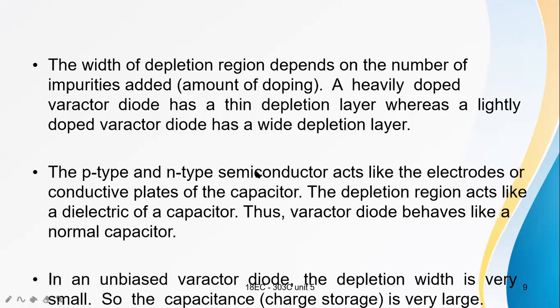Generally, how is this varactor diode used as a variable capacitor? There is a PN junction, with one p-type and one n-type material, and based on the applied voltage there will be a depletion region. The n-type and p-type materials act as the conductive plates of the capacitor, and the depletion region acts as the dielectric of the capacitor.